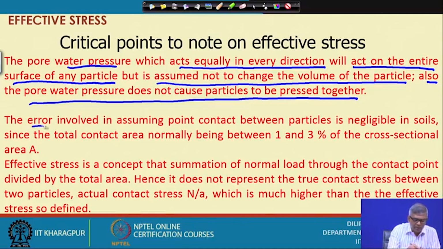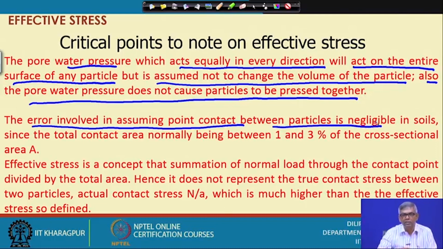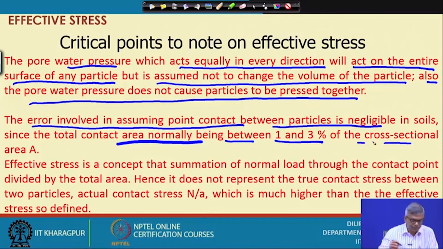Now, the error involved in assuming point contact between particles is negligible in soil, mainly because the total contact area is normally only 1 to 3% of the total area. If you find the summation of the contact points and take the area, it comes only to 1 to 3%. And so, whatever assumption we have made based on this point contact will not give much error.